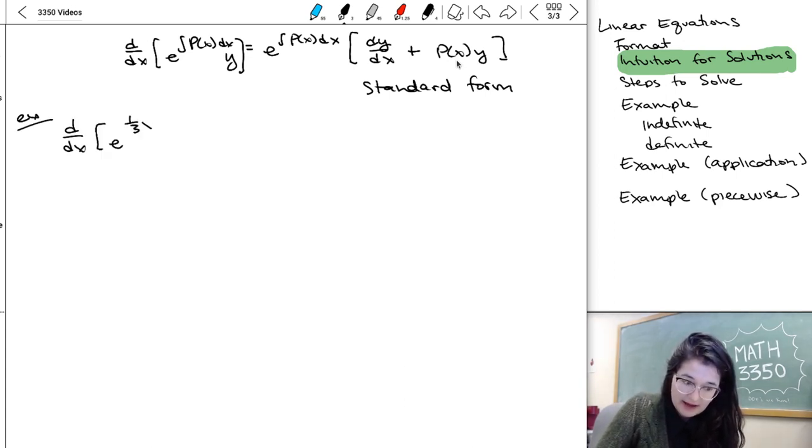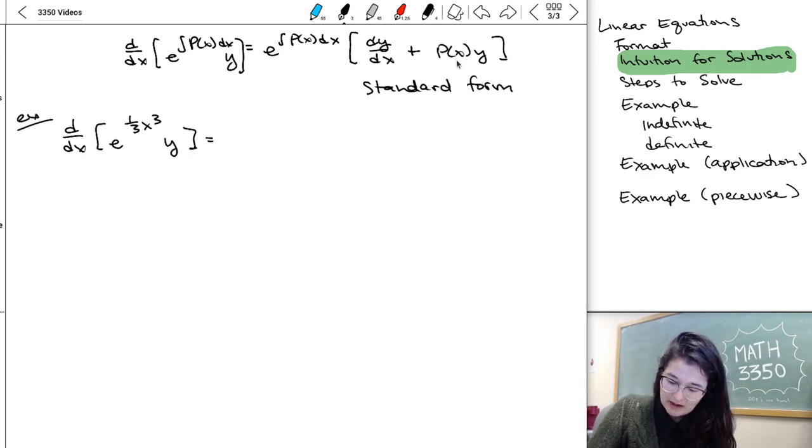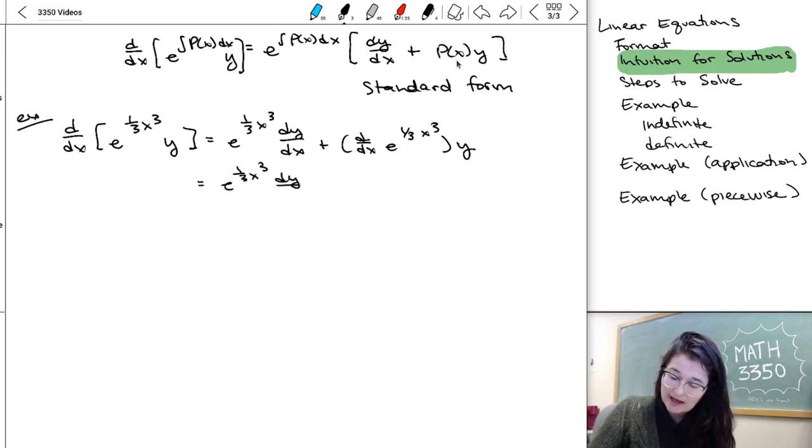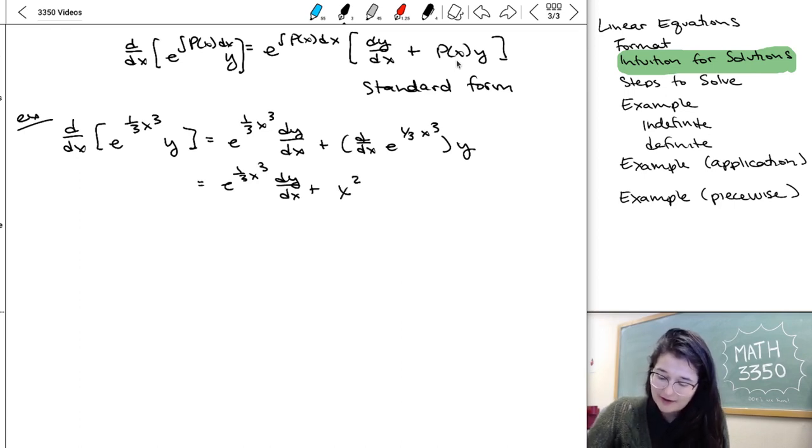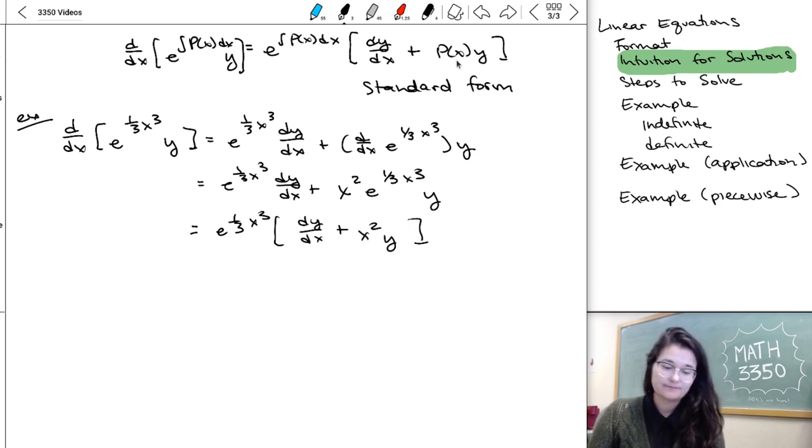So if I'm looking at that e to the 1/3 x cubed times y, if I want to compute this derivative, I take e as it is, and I take dy dx, and then I take the derivative of e to the 1/3 x cubed, and I multiply by y, or e to the 1/3 x cubed dy dx, plus the derivative inside is 3 times 1/3 x squared, so it's just x squared e to the 1/3 x cubed times y. And I can go ahead and rearrange this as e to the 1/3 x cubed all out front times dy dx plus x squared times y. And this is going to help us solve our ODE.